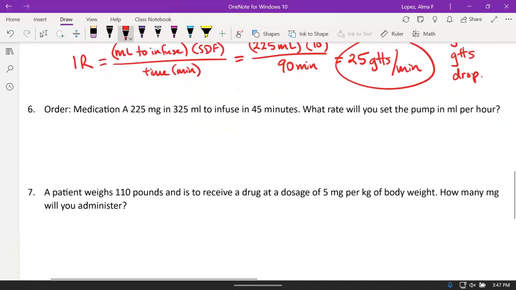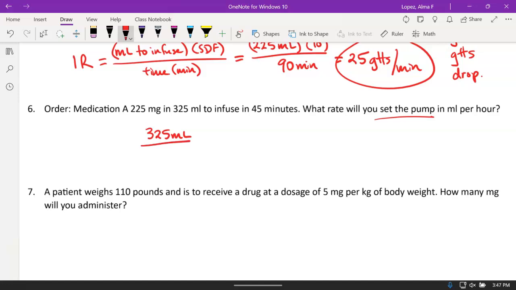Number 6, medication A, 225 milligrams in 325 milliliters to infuse in 45 minutes. What rate will you set the pump in milliliters per hour? Remember, setting the pump is milliliters per hour. So this is one where you just have to match up the time. We know that we're going to get 325 milliliters in 45 minutes.